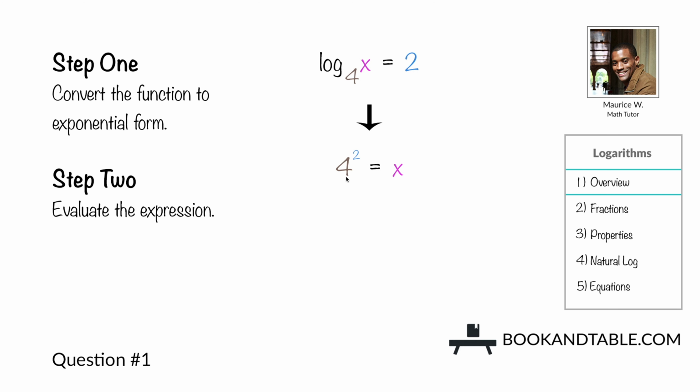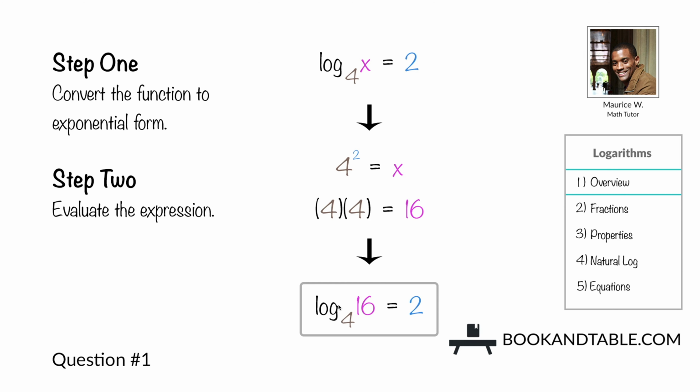And now step 2, we want to evaluate the expression 4 squared. So we multiply the base 4 times itself 2 times. And 4 times 4 is equal to 16. So we find that x, the argument, is equal to 16, letting us know that log of base 4 of 16 is equal to 2. That is the answer to question number 1.